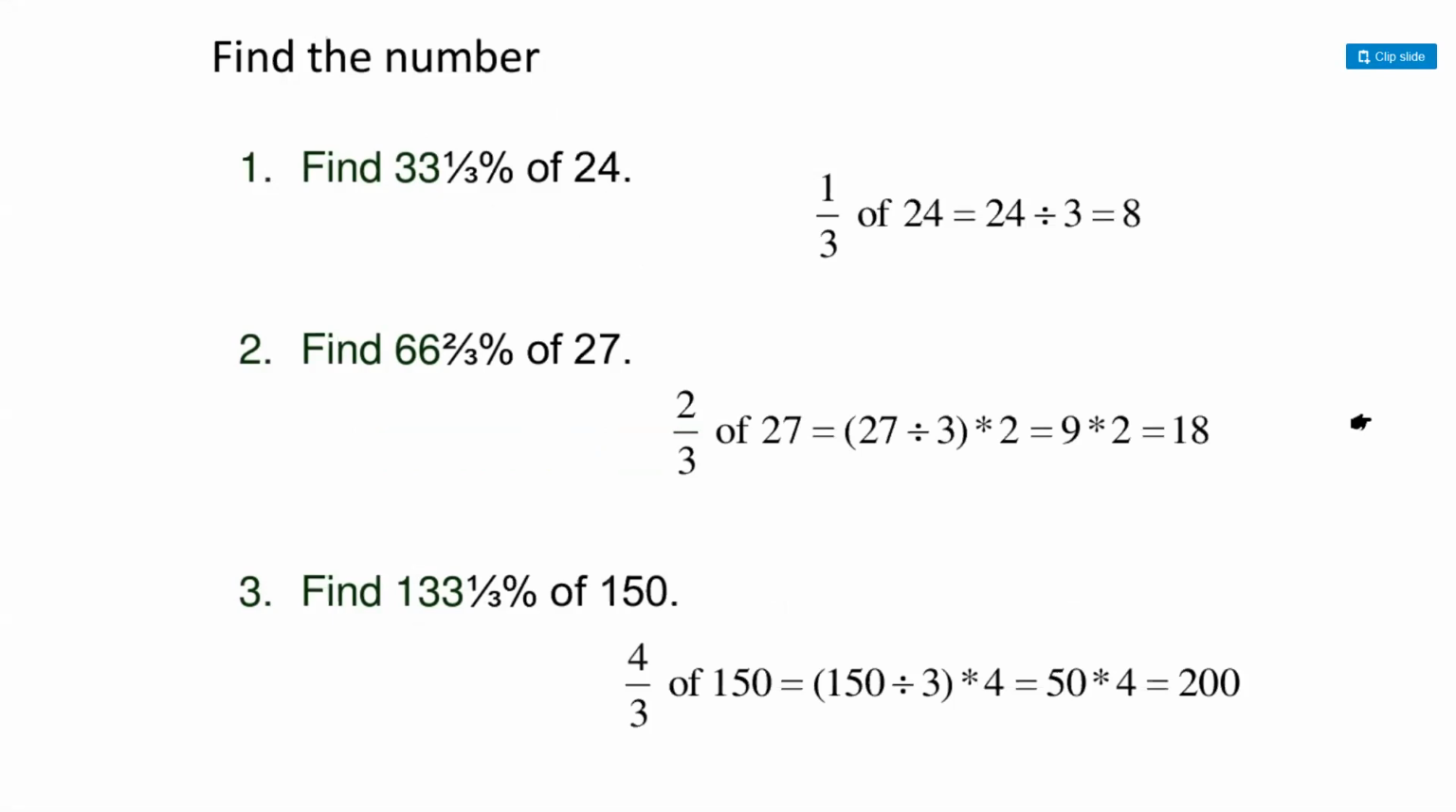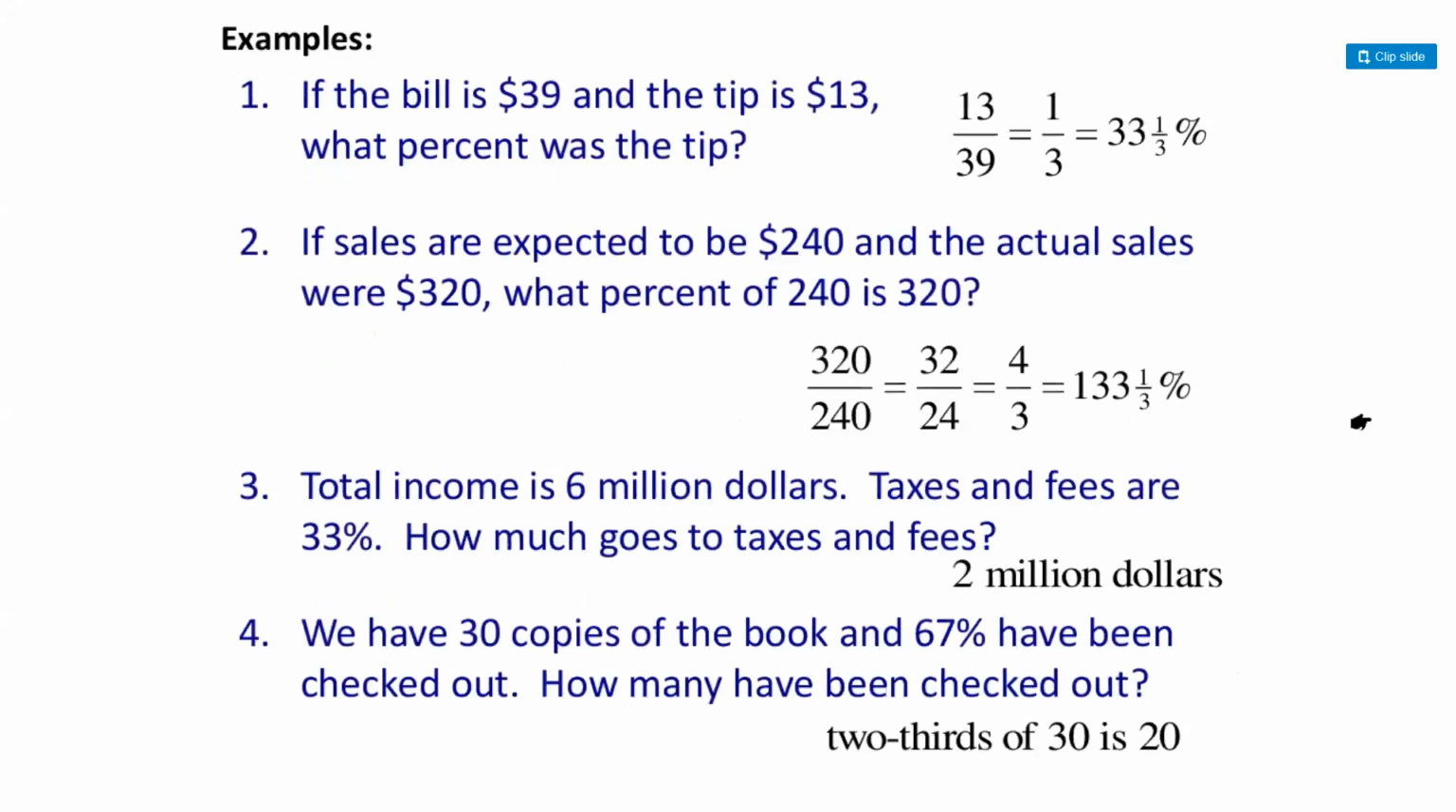Find 133 and 1/3% of 150. Well, we're going to get something bigger than 150. 4/3 of 150. Divide first, get 1/3, which is 50. 50 times 4 is 200. Let's look at some applications.